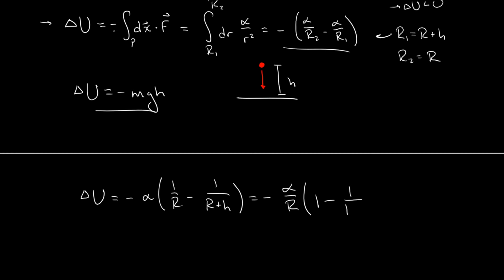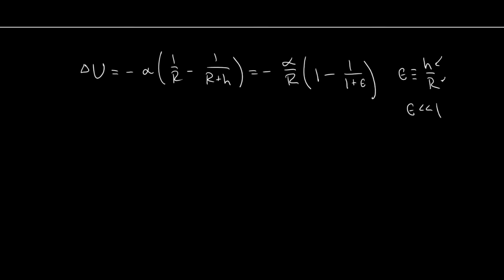1 minus 1 over 1 plus, I'll call this epsilon, where I've just defined epsilon as the ratio of h to r. And now I'm going to be making Narf very happy because now I have some dimensionless parameter, which I can say is small. Right, h and r are both distances, so their ratio gives me something dimensionless. It doesn't have any units to it. So I'm safe saying epsilon much less than one. That statement now makes a whole lot of sense. So let's go ahead and see what happens when this ratio is small.